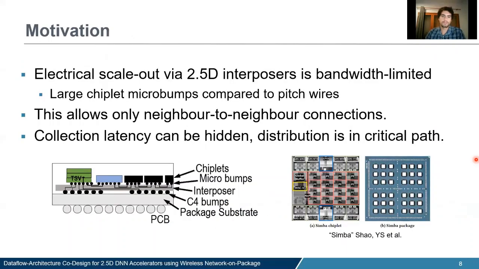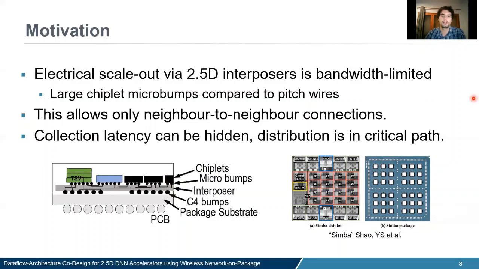So as we said, the current way of scaling out a DNN accelerator is via electrical interposers. We said that this is bandwidth limited, and this is because in the interposer, so within the chiplets, we see that the pitch wires are very, very small, but out of the chiplet, so the interface of the chiplet with the interposer, we have these micro bumps, which are small, but they are still quite larger than the pitch wires. So this limits the bandwidth in size.